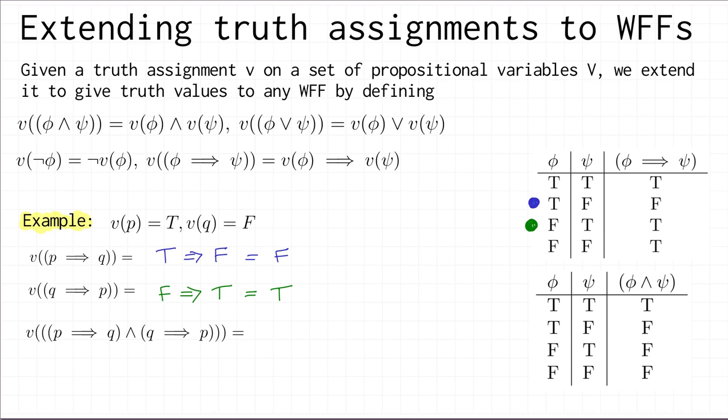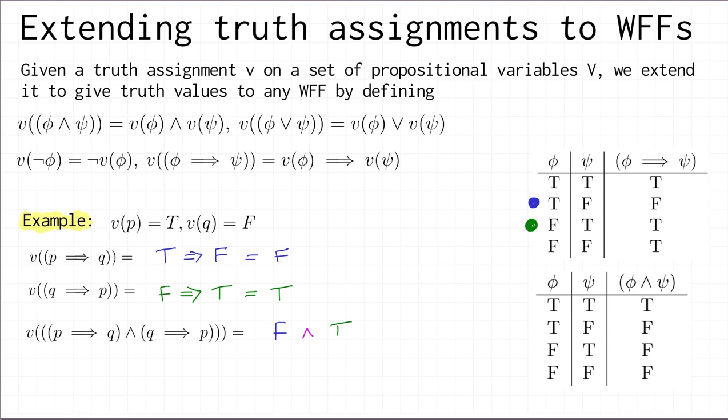That will be false. So we can put that in here, and I'm going to put this in blue to remind you that this was the first calculation we did. And then we've got and in the middle. And then we worked out the truth value of Q implies P, and that was true. So we've got false and true.